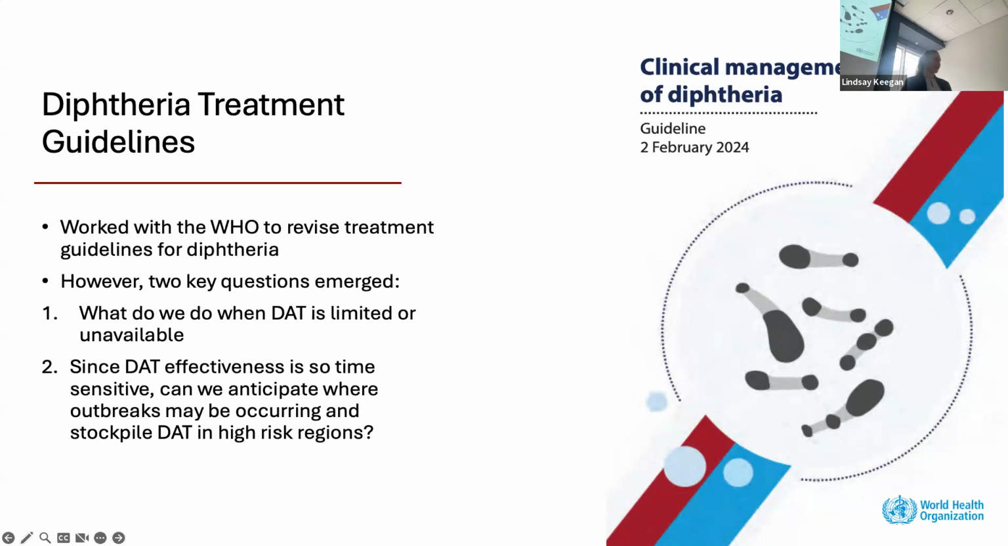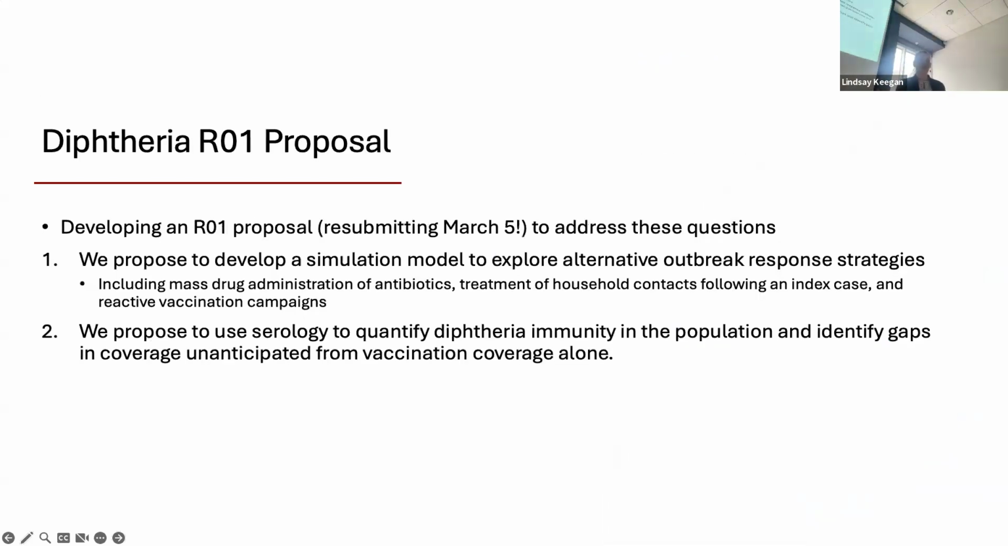And then the other piece of it is, since the antitoxin effectiveness is so time sensitive, can we anticipate where these outbreaks are going to be happening so that we can ensure that stockpiles in those regions are robust enough to handle these outbreaks? And so this comes into our R1 proposal that's going in resubmission next week. So we are proposing to address these questions using modeling.